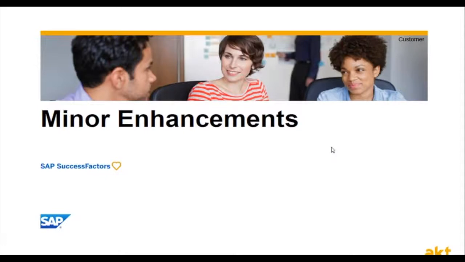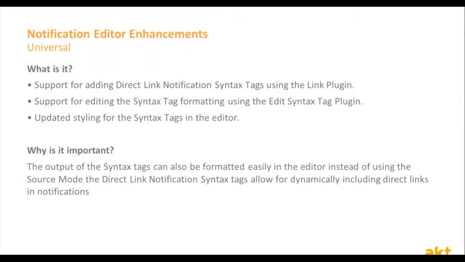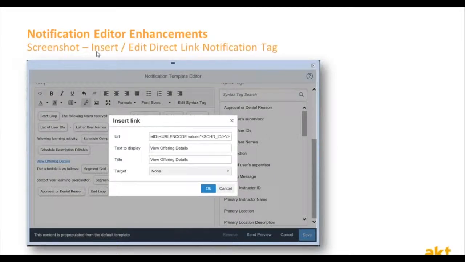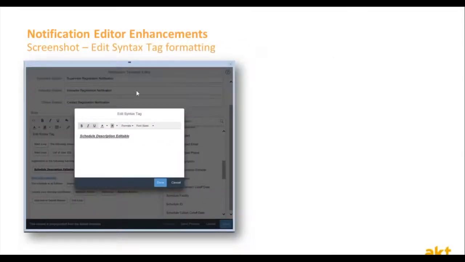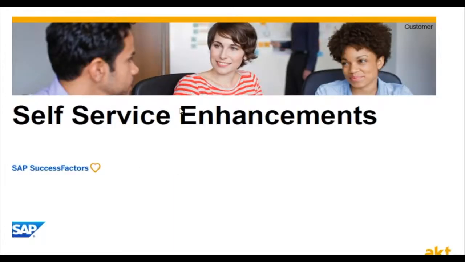Now a little more minor enhancements. The first one is the notification editor enhancement. There were a few enhancements to this tool. The first one is the option to insert or edit the direct link notification tag. You can see that you can add a link, and you can create it or change it or edit it to be a hyperlink, as you can see here in the background. The second thing is that you have the option to edit the syntax tag formatting. Until now you had the option to work with a Word-like editor only for the text. Now you can do the same for the syntax tags, to make them bolder or whatever you want.